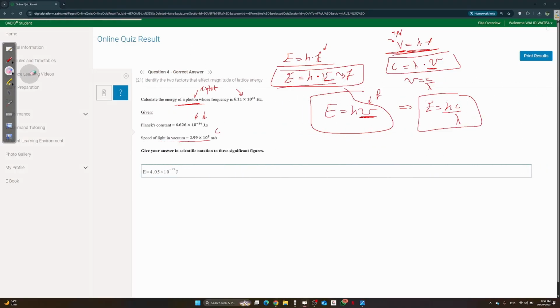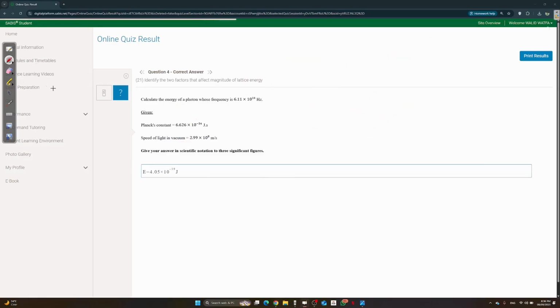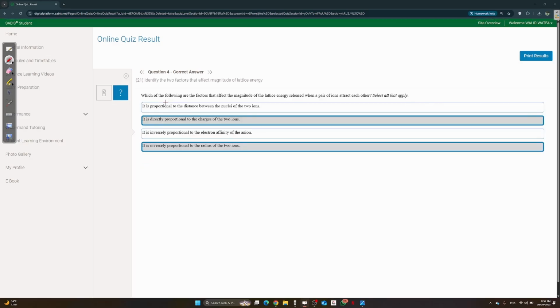Question 4. If it loads. Which of the following are factors that affect the lattice energy? I'm going to make this very easy for you. Lattice energy, this is the formula: F is equal to K Q1 Q2 over R.